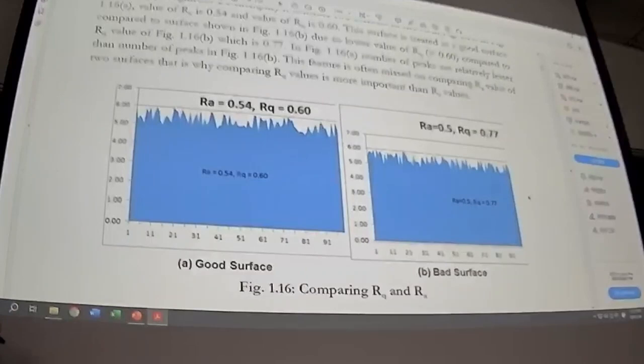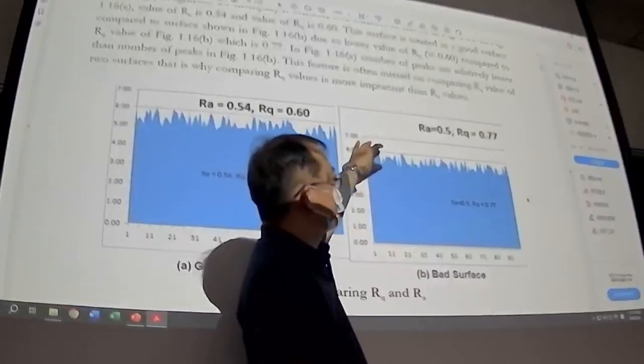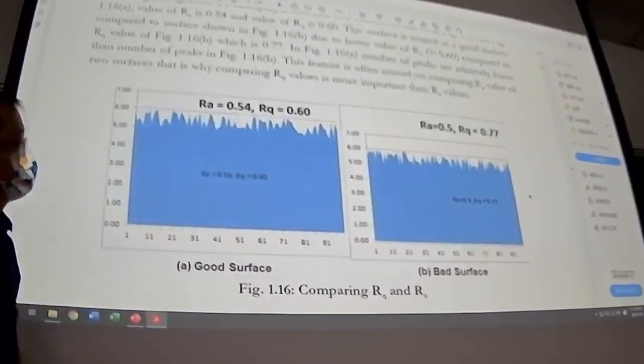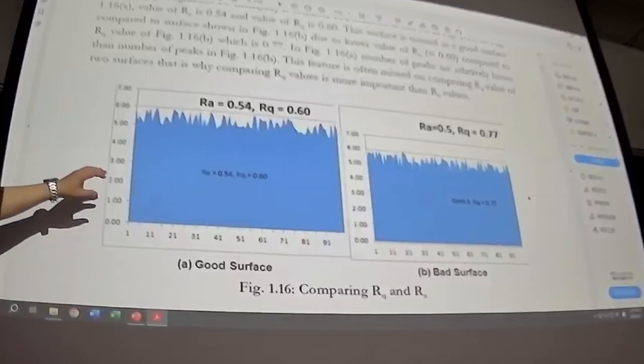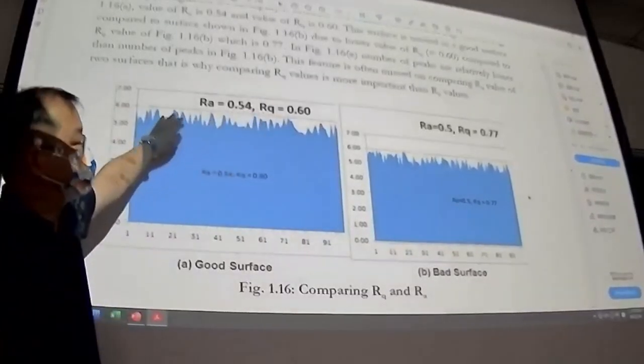So in this case, you have a dramatic change in the asperity height. Okay. Here you have a relatively smaller change in the asperity height. Okay.